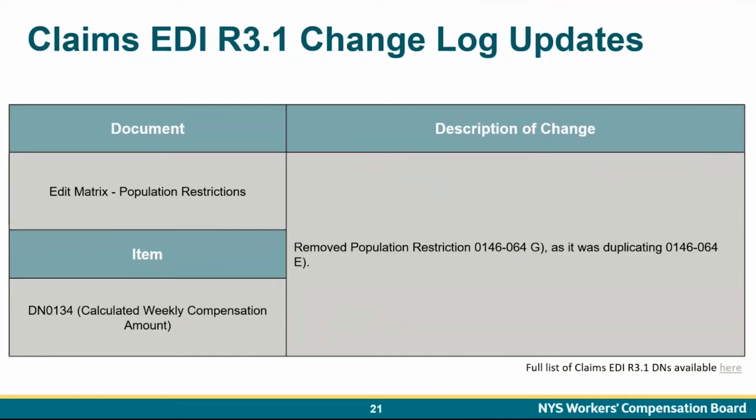And for DN 134 and this population restriction, we just removed the population restriction G for 064 errors as it was duplicating 064E. So again, we just removed G, and no other changes have been made to the population restrictions for DN 134. And with that, I am going to turn it over to Kim.